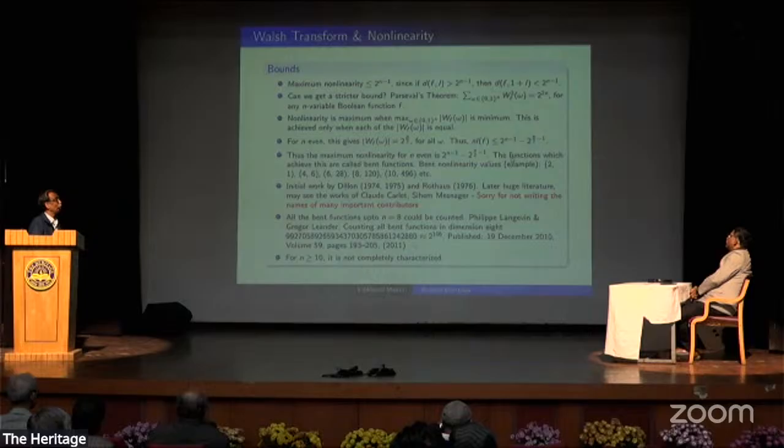This nonlinearity on the right-hand side is considered the bent function's nonlinearity, which is the maximum nonlinearity you can achieve for any Boolean function. Now, since we have defined nonlinearity by the distance of two binary patterns, this cannot be irrational, right? But if you take n odd, then this bound is not achievable, because then 2 to the power n by 2, say 2 to the power 3.5, would be an irrational number.